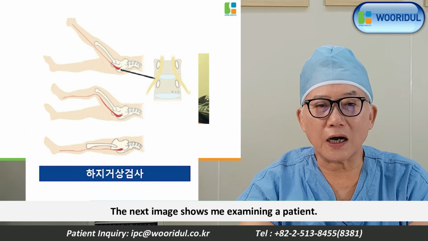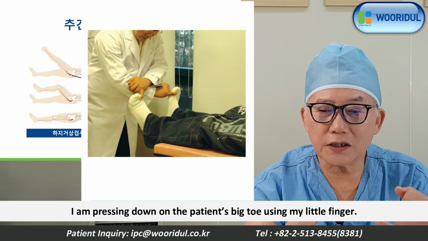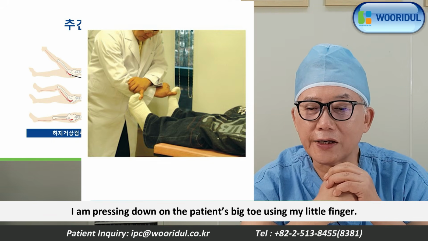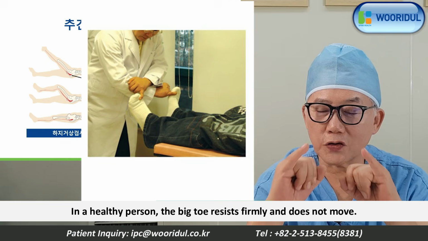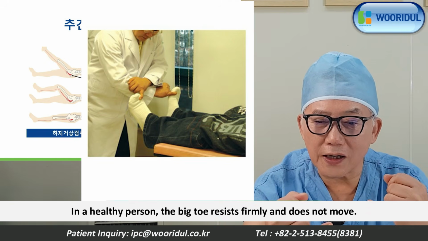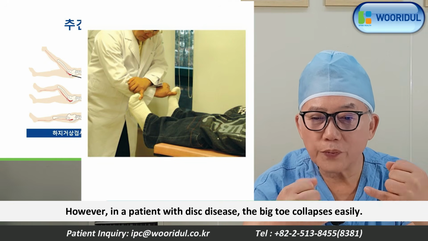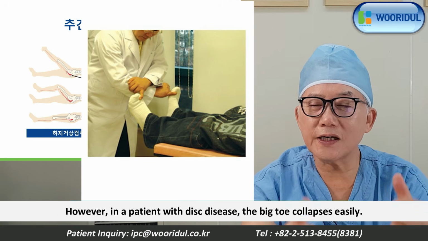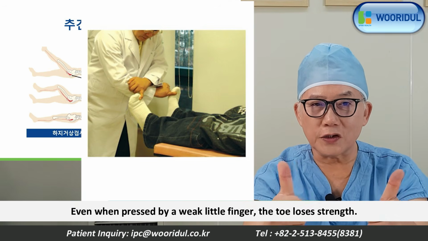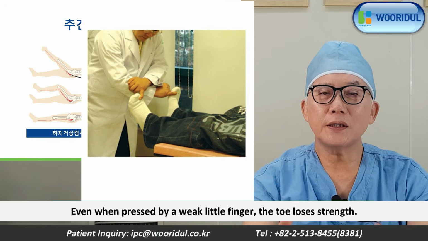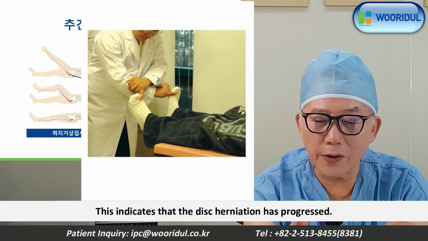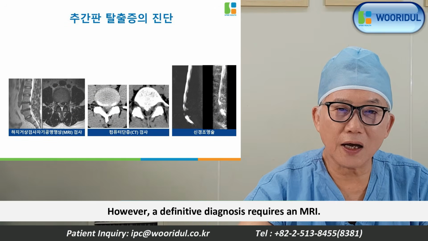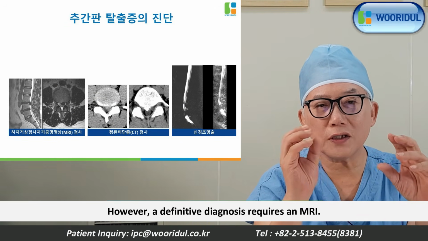The next image shows me examining a patient. I am pressing down on the patient's big toe using my little finger. In a healthy person, the big toe resists firmly and does not move. However, in a patient with disc disease, the big toe collapses easily. Even when pressed by a weak little finger, the toe loses strength. This indicates that the disc herniation has progressed. However, a definitive diagnosis requires an MRI.